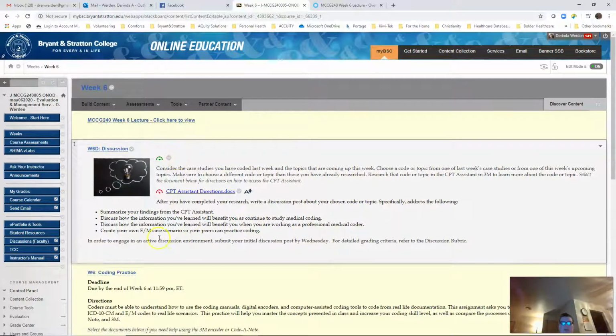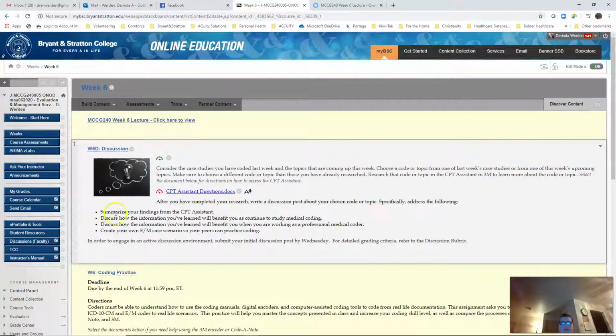We have the discussion. Please keep in mind that the discussion is regarding the CPT Assistant. It wants you to take one of your cases from the week previous or from this week for your coding practice and use that case as a means of researching in CPT Assistant. It says select the document below for directions on how to access the CPT Assistant. So this should tell you how to access the CPT Assistant if the video I presented didn't do enough for you.